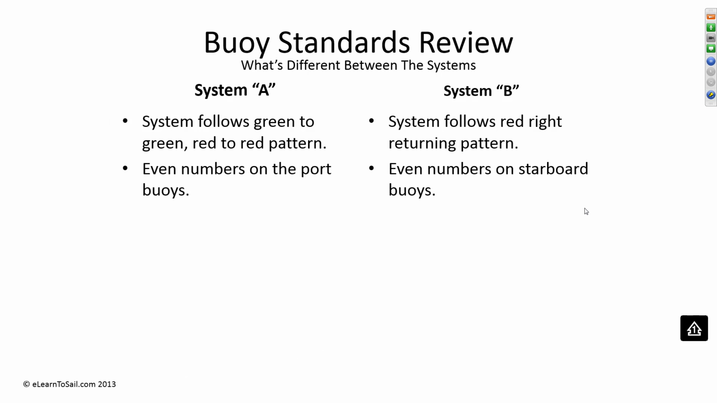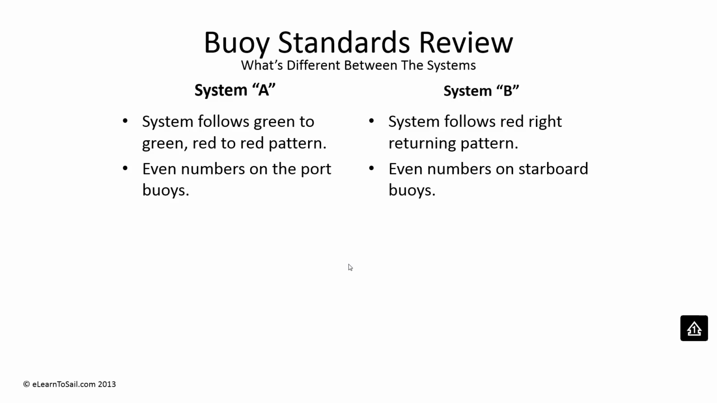So now we'll look at what's different between the systems. System A follows the green to green, red to red pattern. What we mean by that is that as you're returning to harbor, or when traveling with the flood current, or when traveling upstream, in any of those scenarios, the green lights should be to your starboard side, and the red lights should be to your port side. In both systems, the even numbers are on the red buoys, but because the red buoys are on the port-hand side in System A, the even numbers are also on the port side. By the same pattern, the odd numbers will be on the starboard side.